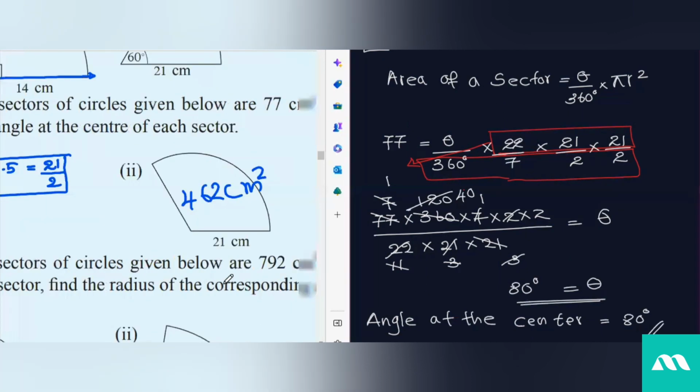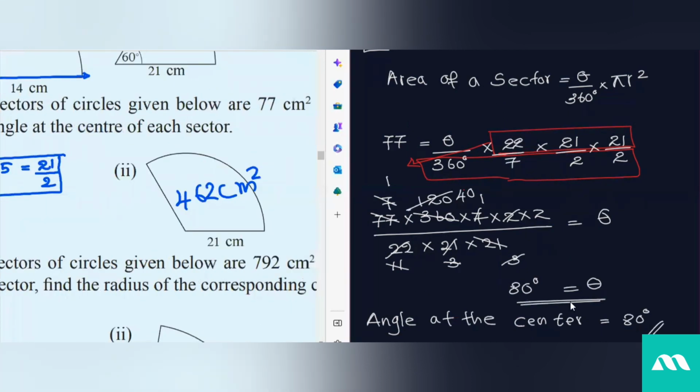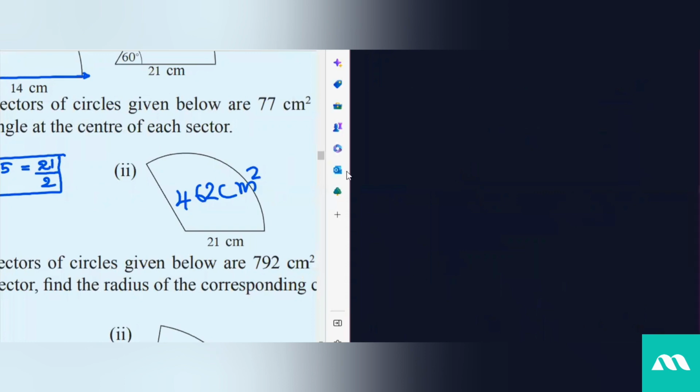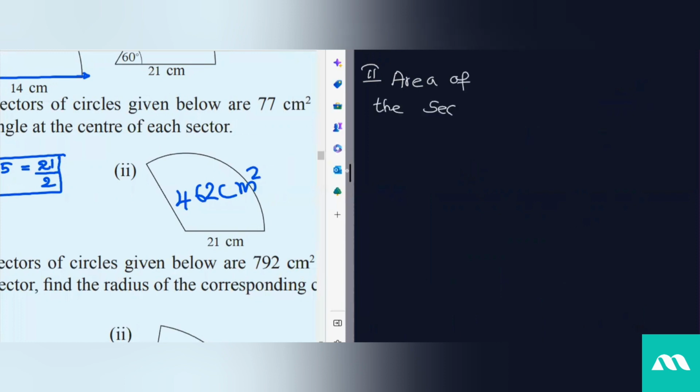The second one is also the same kind of problem. Here you are given the area of the sector and the radius, and you have to find the angle at the center. Area of the sector is equal to theta upon 360 times pi r square. Area is 462.